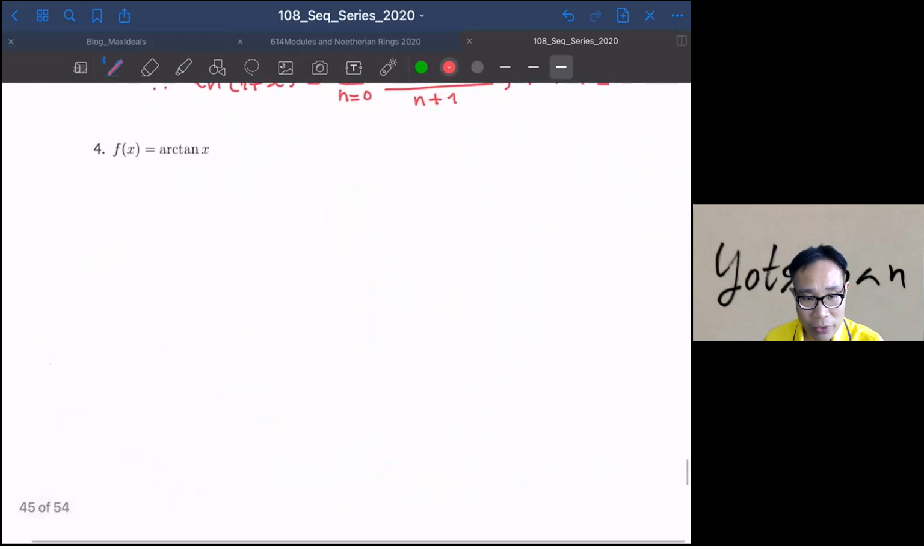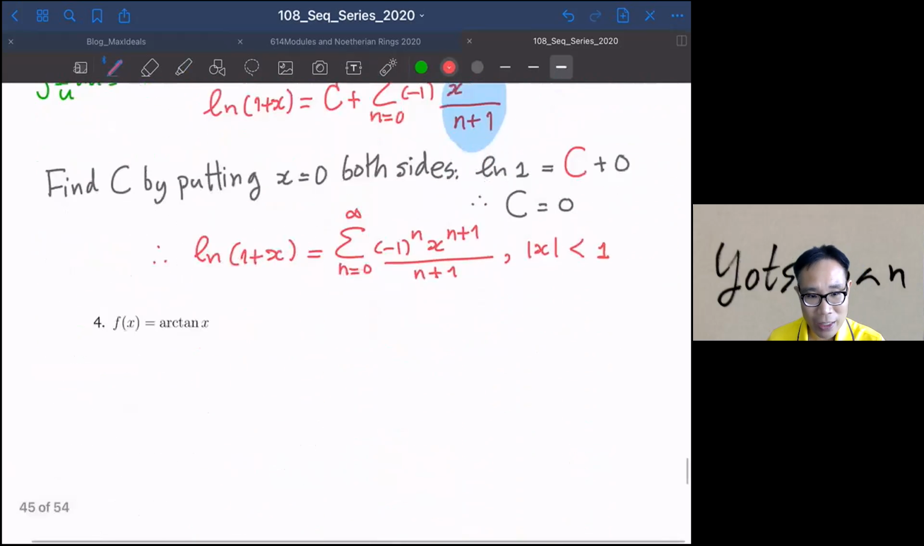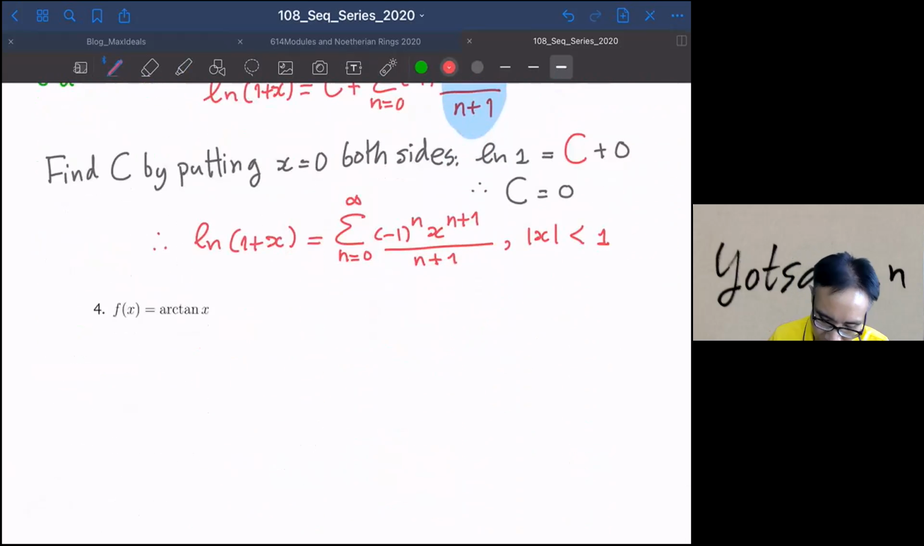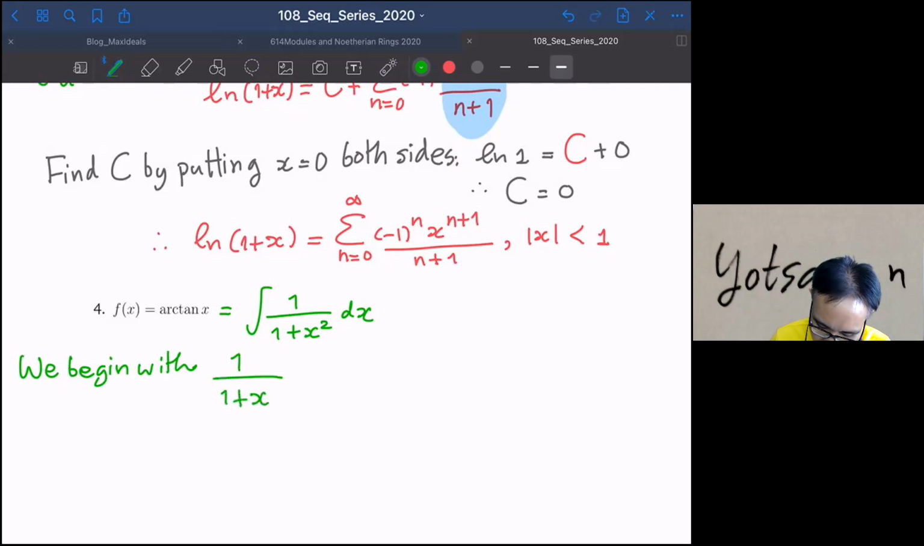The last one is about arctan. The last one is about arctan, and you see that, hey, it's not only the thing that we used to have, right? However, if you recall, arctan is the formula for the integral of 1 over 1 plus x squared dx. So arctan x will be just the integral of 1 over 1 plus x squared dx. And so we begin with 1 over 1 plus x squared.